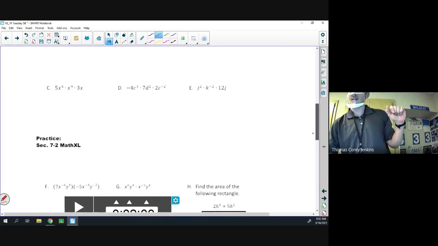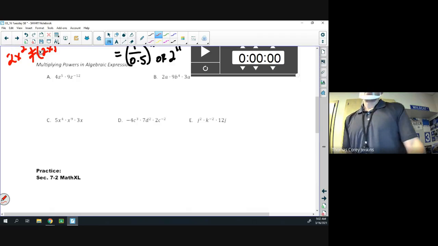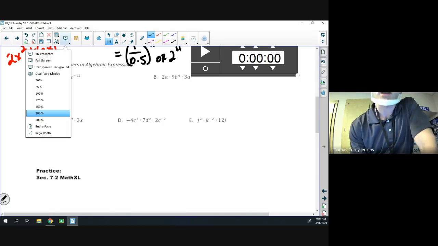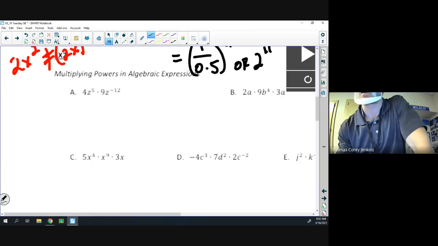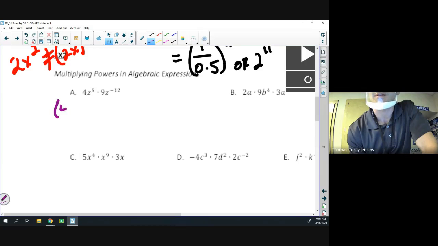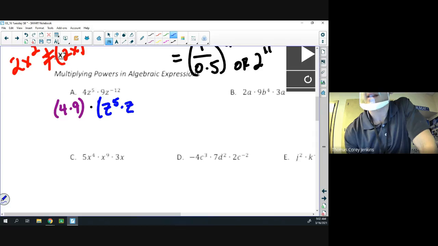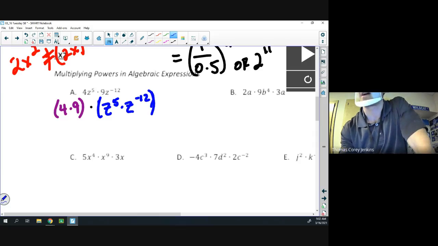Actually, okay, I have lots of these examples, so we'll work through several of these. All right, so looking at example A, 4z to the 5 times 9z to the -12. So basically, I almost treat these as if I'm doing like terms, right? I group together the coefficients and think about those together, and then I group together the z's and do the power rule. So then I have also z to the 5th times z to the -12. I didn't really do anything there. I'm just showing my thought process.